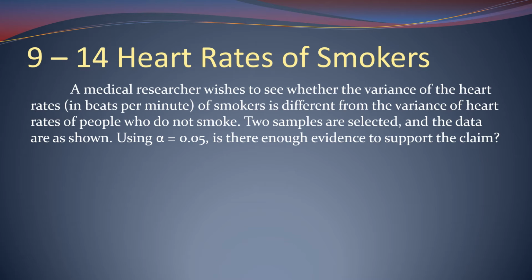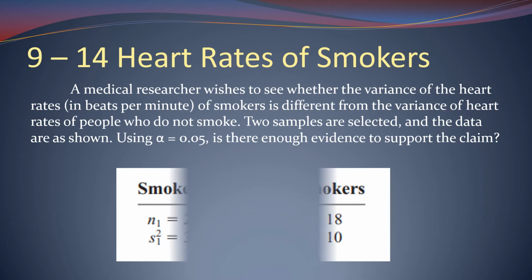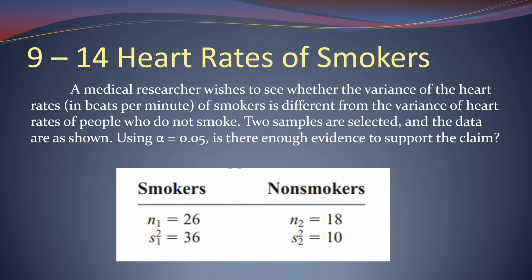A medical researcher wishes to see whether the variance of the heart rates in beats per minute of smokers is different from the variance of heart rates of people who do not smoke. Two samples are selected, and the data are as shown. Using alpha equal to 0.05, is there enough evidence to support the claim? For smokers, we have N1 is equal to 26 and S1 squared is equal to 36. For non-smokers, N2 is equal to 18 and S2 squared is equal to 10.